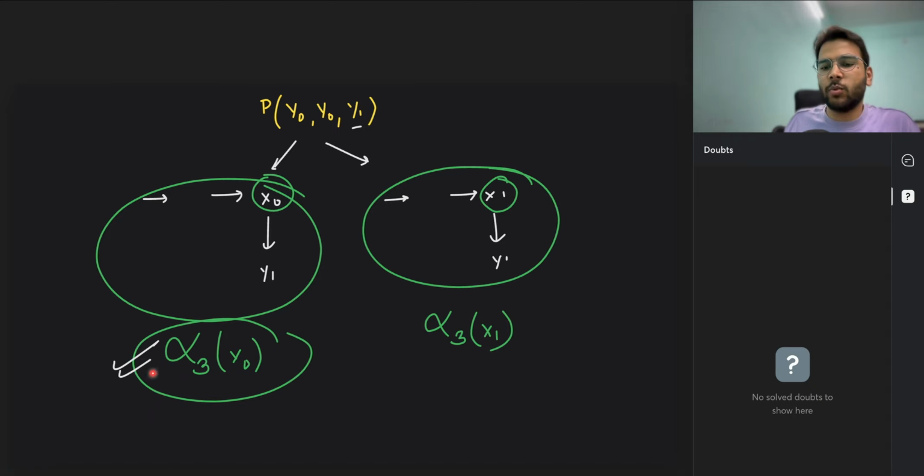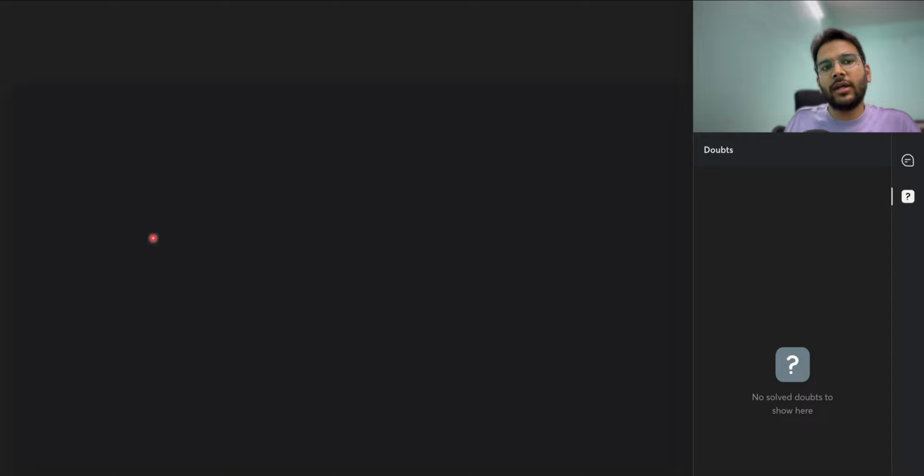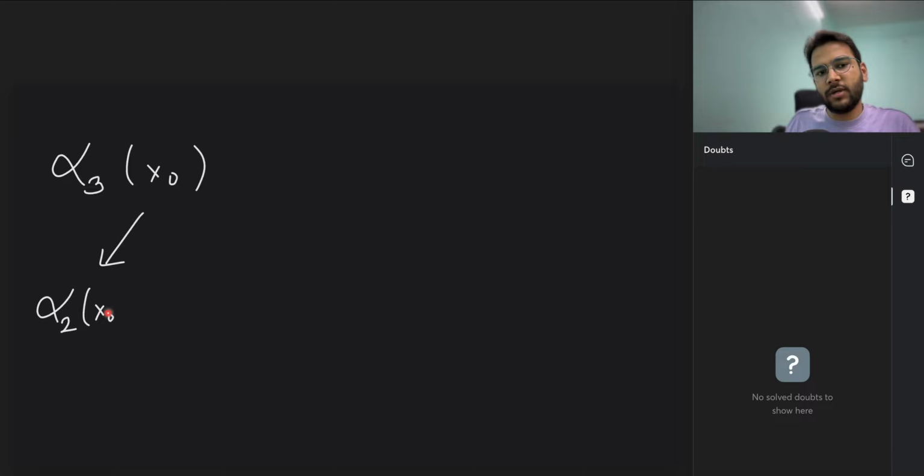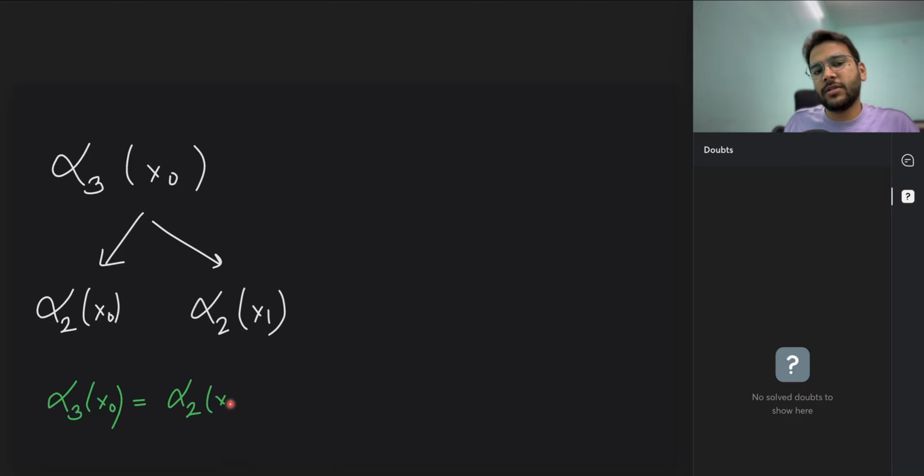Let's try to understand this. What is this alpha 3 of x0? Can I say alpha 3 of x0? Just focus on this. I can further divide it into alpha 2 of x0. That means on the second day also it is x0, that it is raining, or it can be sunny on the second day. So can I write alpha 3 of x0 like this, that it is alpha 2 of x0?